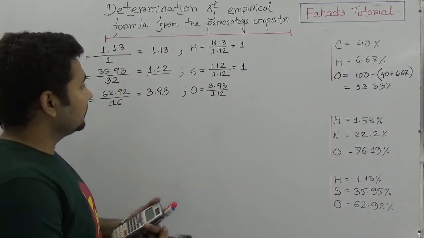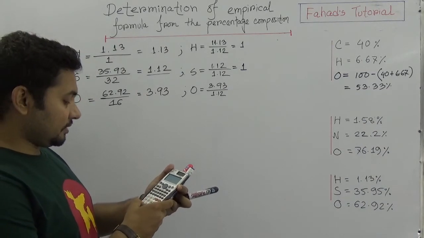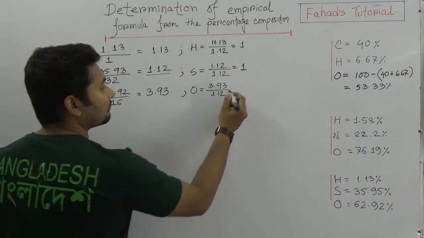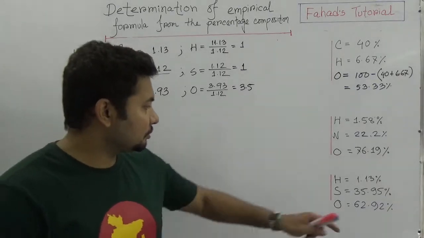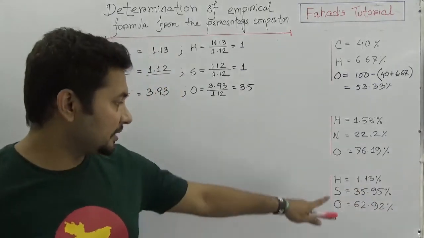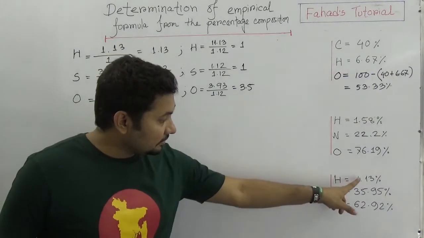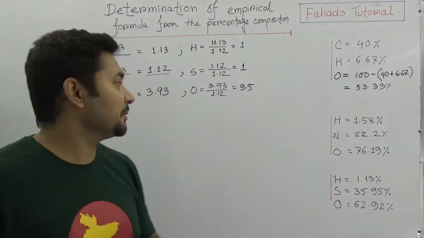And here 3.93 divided by 1.12 is 3.5. Okay, I was just making a mistake that it should be 1.13, but I was given 11.13. How did I find it? Because I just added all the percentages and I got 110%, which is not possible, so it would be 1.13.